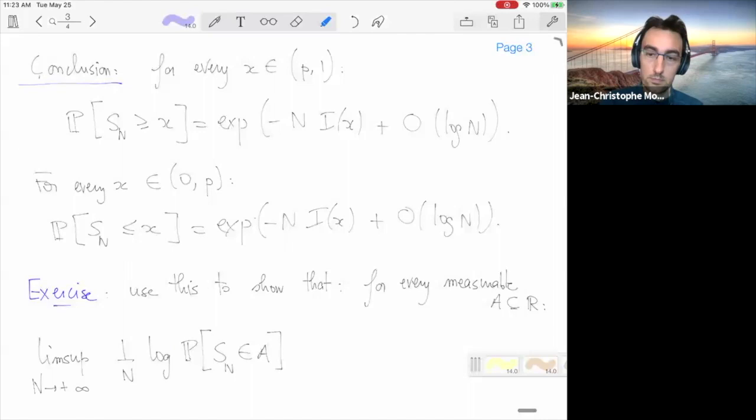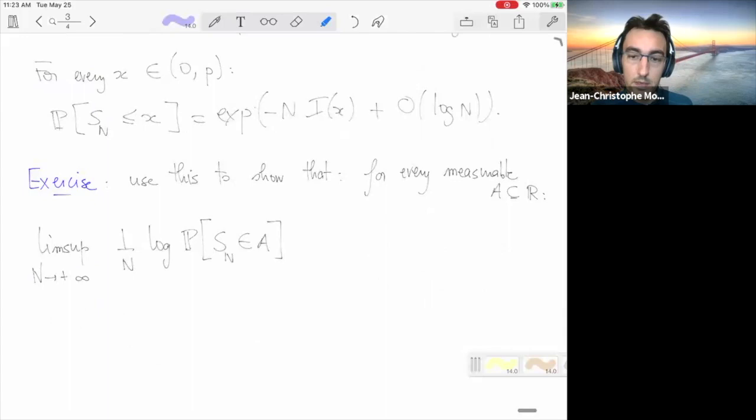All right, so let me come back here. So when we look at arbitrary sets, we have to be a bit more careful. And so when we try to write down an upper bound, it's convenient to replace the set by its closure. So it's clear that the probability that Sn belongs to the closure of A will be something larger.